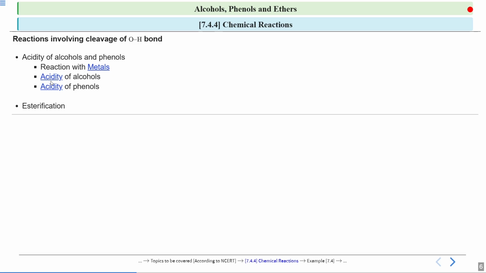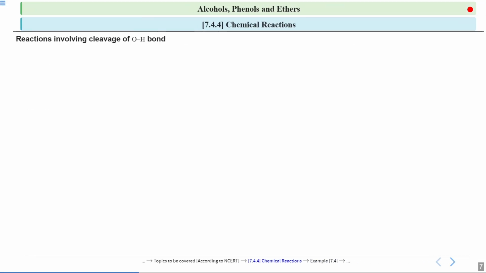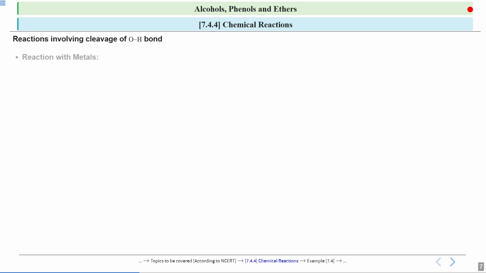We will see that when we compare the acidity of alcohols and phenols, which one is more acidic and why it is more acidic. So all these reactions will involve the cleavage of OH bond. One by one, in detail, we will discuss all these reactions. Now let us look at the reactions involving the cleavage of OH bond.